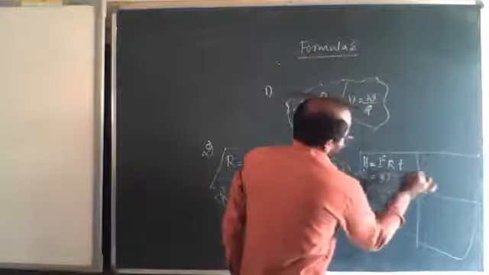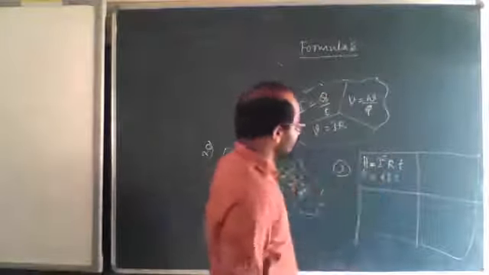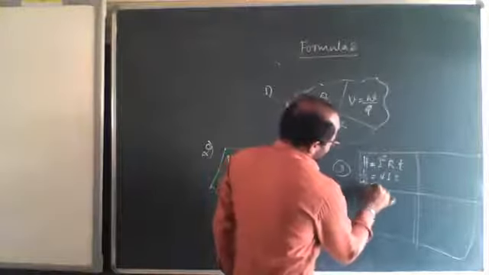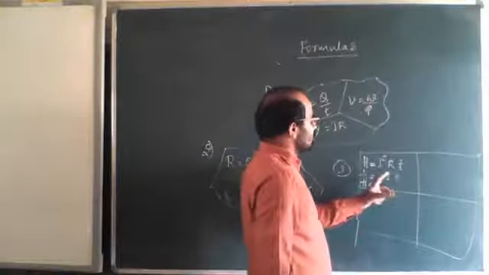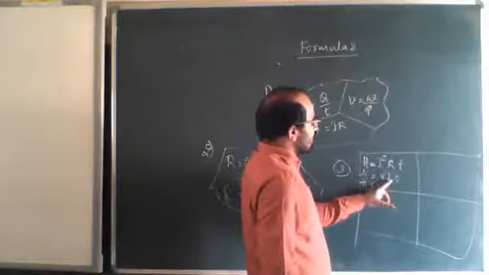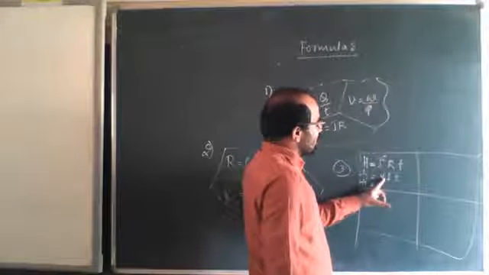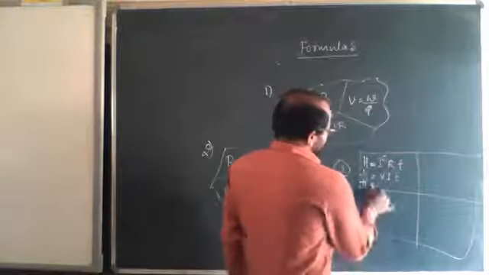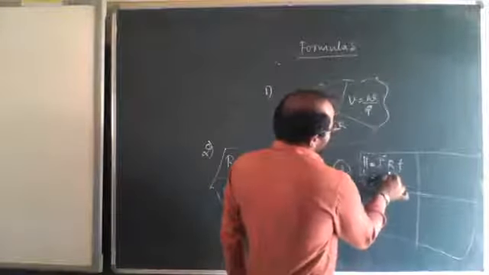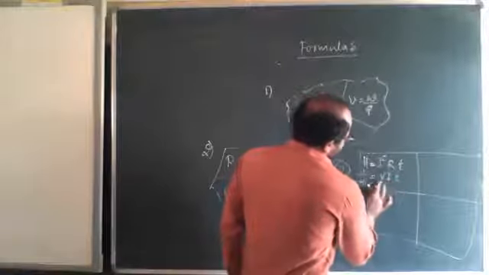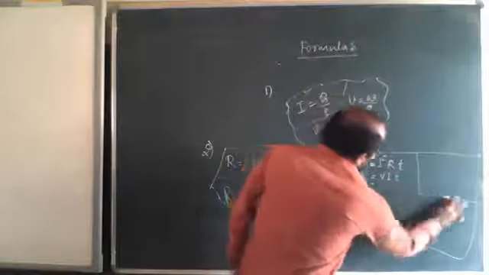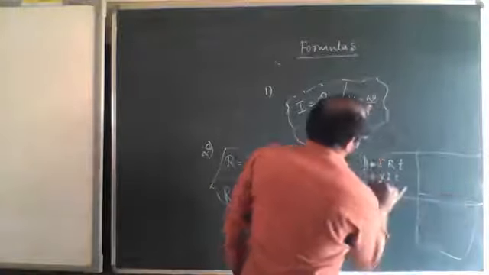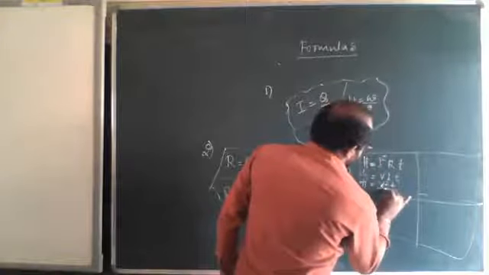My H is equal to VIT. Or you can make first VIT only. In place of V, if I put IR, I get I square RT. Now in place of I, if I put V by R, that will be V square T by R.